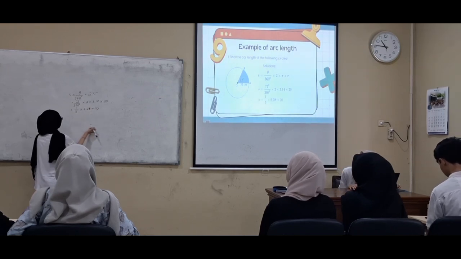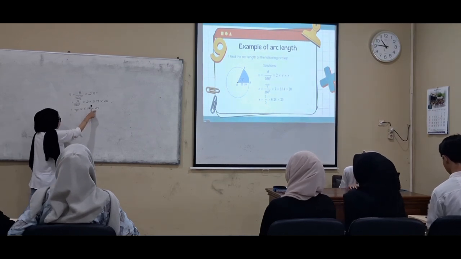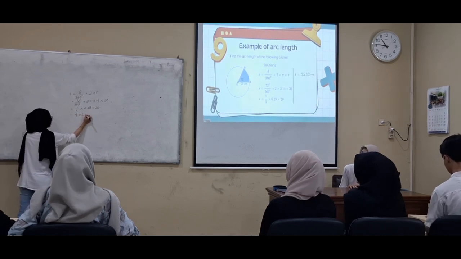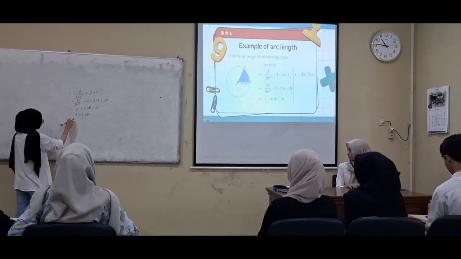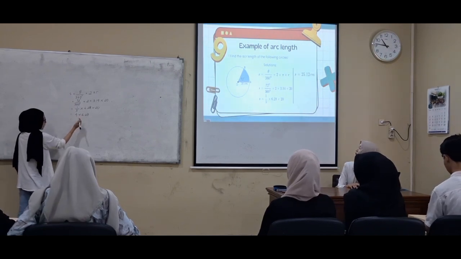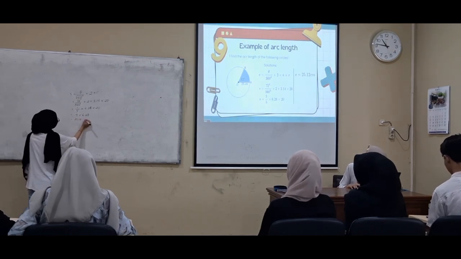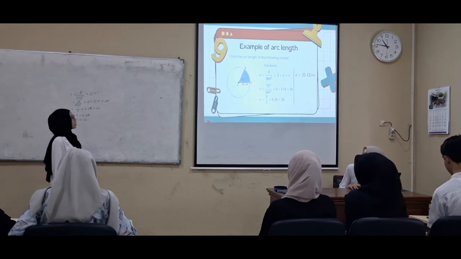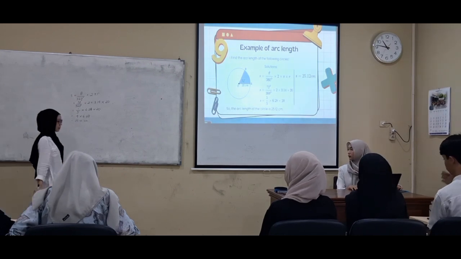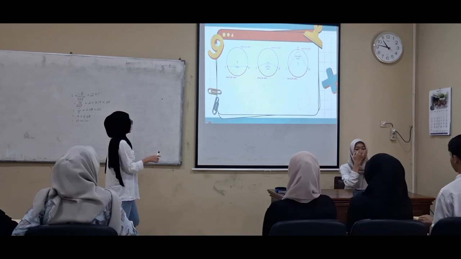times 20. And then 1 over 5 times 2 times 20 is 4 times 6.28. And then 4 times 6.28 is 25.12. So the arc length of the circle is 25.12 centimeters. Okay.